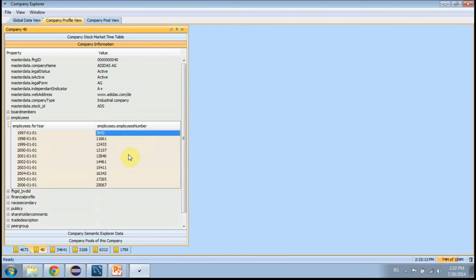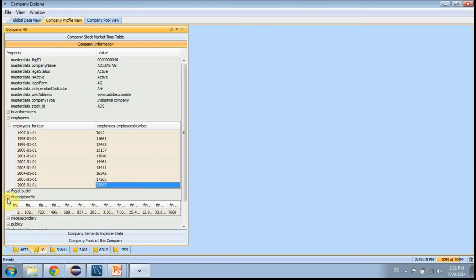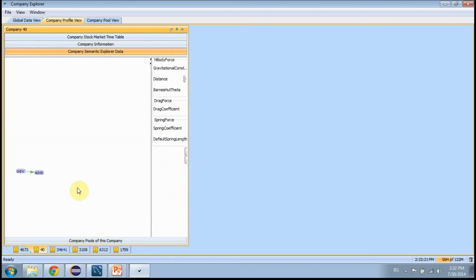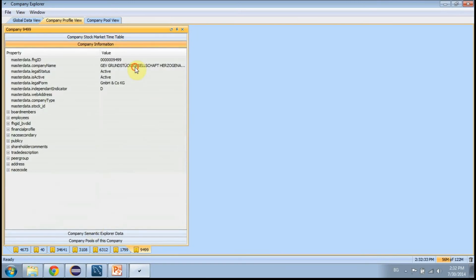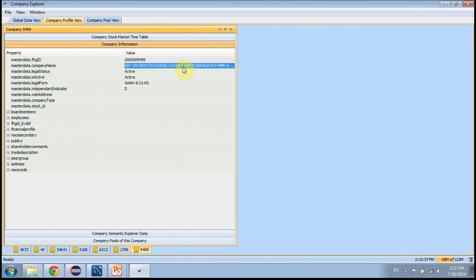We have information about the employees number. We have its financial profile. Then what else do we have? We have the shareholders information. We see that we have one company which is holding shares in Adidas. Which one is it? It is an unknown, not very famous company. Grundstückgesellschaft.